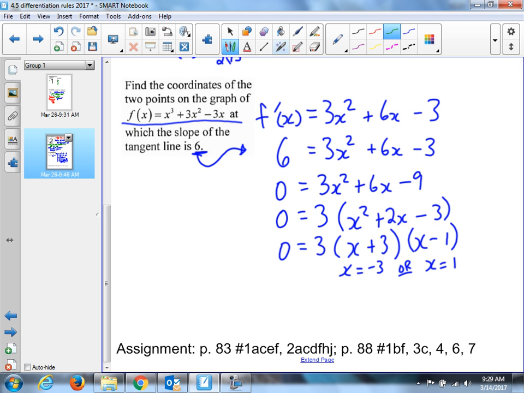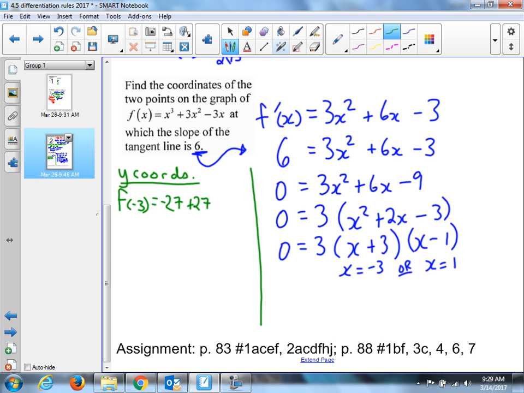I'm going to just kind of put this, and I know it's crappy work. I should be working straight down. But the y coordinates. So the y coordinate that corresponds to -3. So f of -3. -3 cubed is -27. -3 squared is 9. So plus 27. This is way easier than I thought. Minus minus, so plus 9. So I get -3 comma 9 is 1. And I'll put that down at the bottom here. -3 comma 9.